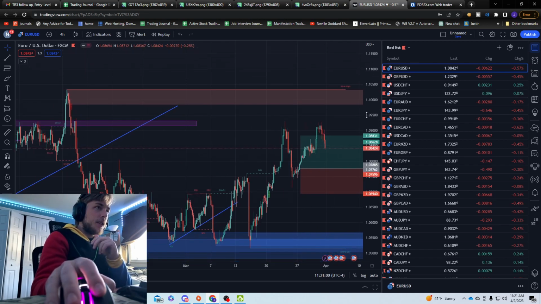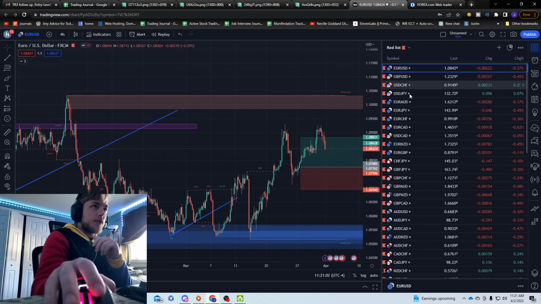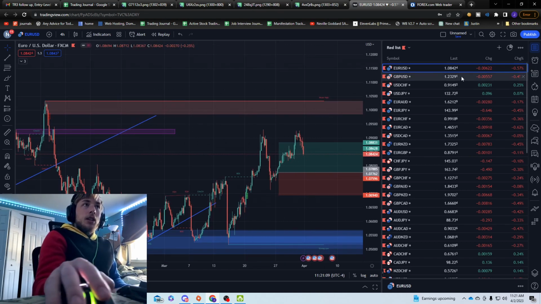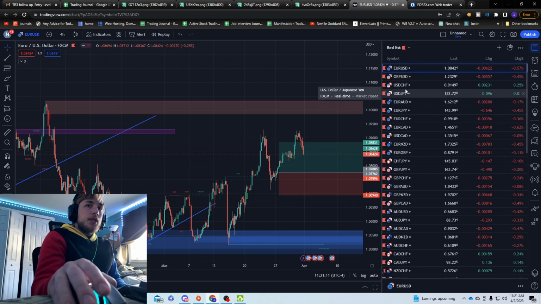Overall, I don't really know where it's going right now, but it could still go back up. So let's take a look at some potential trades.